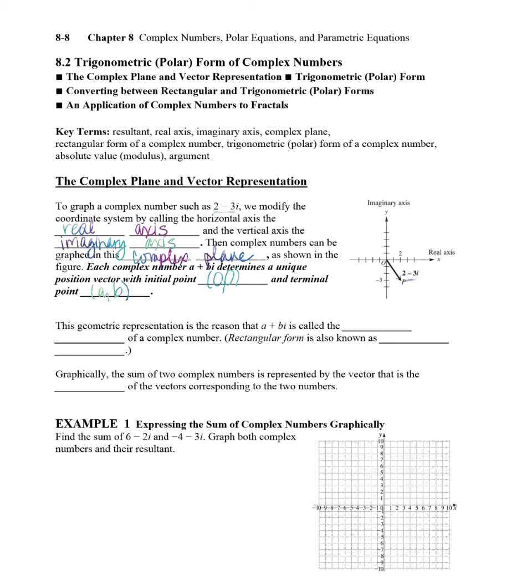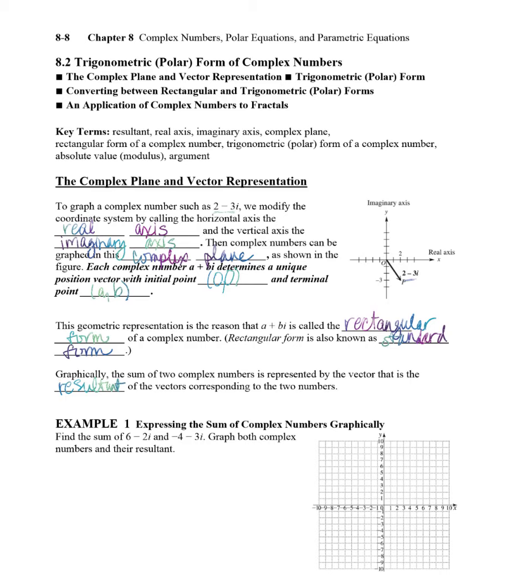The geometric representation is the reason that a plus bi is called the rectangular form. It's on the rectangular axis of a complex number. Rectangular form is also known as standard form. Graphically, the sum of two complex numbers is represented by the vector that is the resultant of the vectors corresponding to the two numbers.